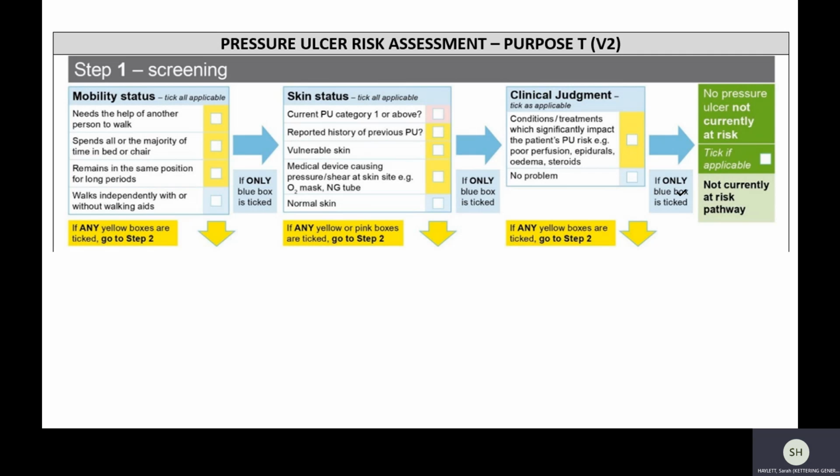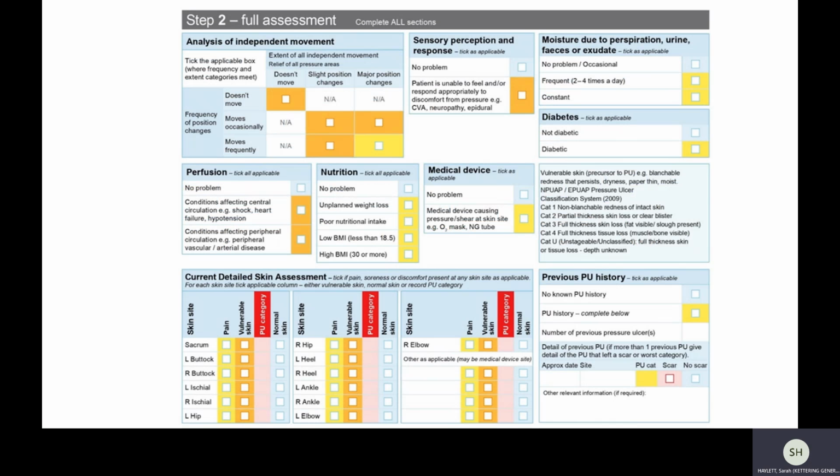So continuing to the pressure ulcer risk assessment purpose T form, we know that Jane walks independently and there are no mobility issues. She does have vulnerable skin. She has the moisture lesion on her sacrum. She does not have any conditions which could impact the risk of a pressure ulcer. So she is actually at risk, so we're not going to tick the green box. I'm going to continue on to step 2.